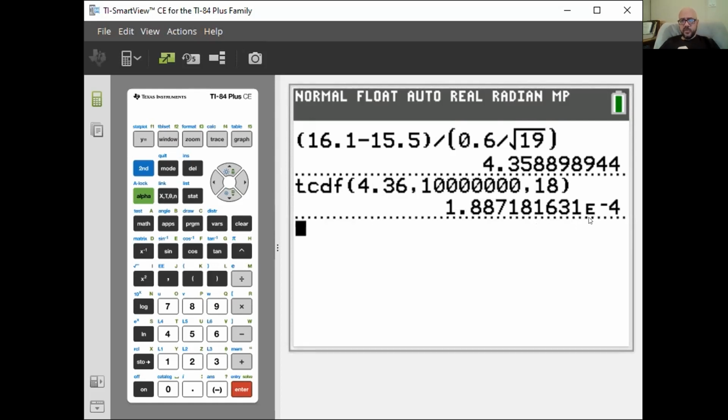This number is quite small, right? 1.887 seems like a big probability, but it is e negative 4, right? This is times 10 to the negative fourth. That means we're going to take this decimal place and move 4 to the left, so we're going to have 3 zeros, right? 1 and then 3 more zeros. So 0.000189 is what we've got. Very, very small probability.